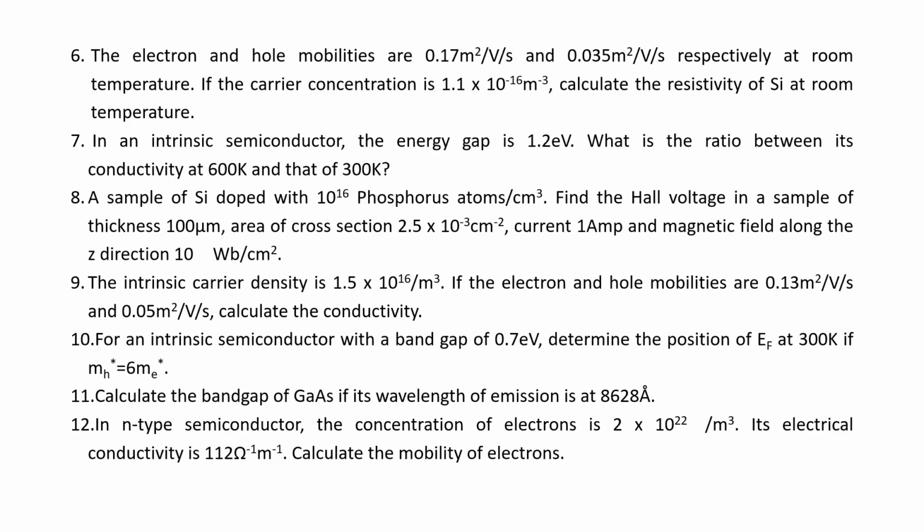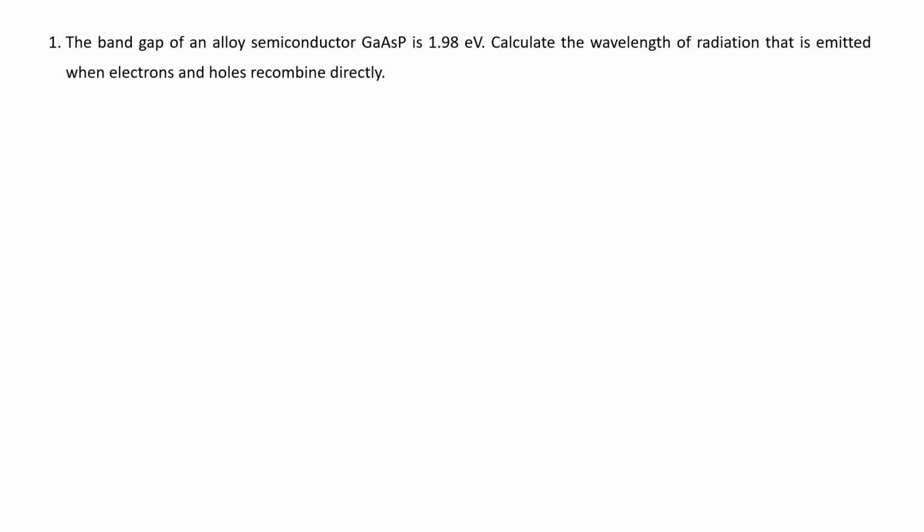So this is a continuation of the previous slide. So let us read the question. The band gap of an alloy semiconductor GaAsP is 1.98 electron volt. Calculate the wavelength of radiation that is emitted when electrons and holes recombine directly. So this is given from semiconductor laser. So you know the band gap calculation. Eg is equal to h nu, which is equal to hc by lambda.